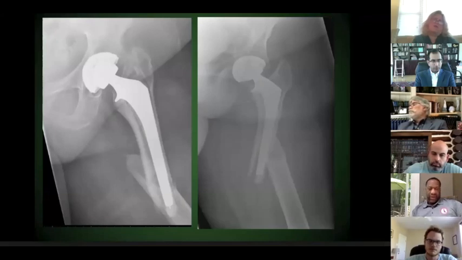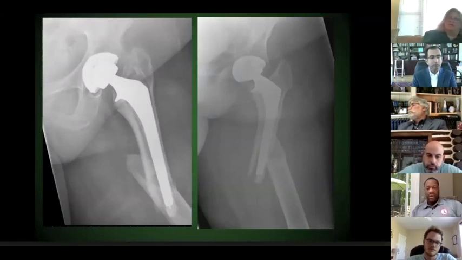I don't necessarily think I would aspirate it to see if there was an infection, but I'd be prepared in the operating room to treat it like it was an infection if that happened. If it wasn't an infection and I could go ahead and do the definitive treatment at the first stage, I'd be prepared to switch out that acetabular component just in case.